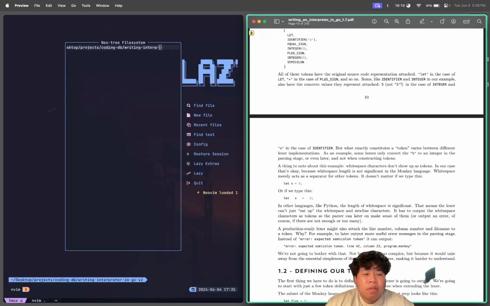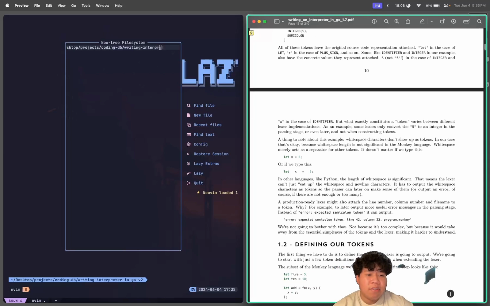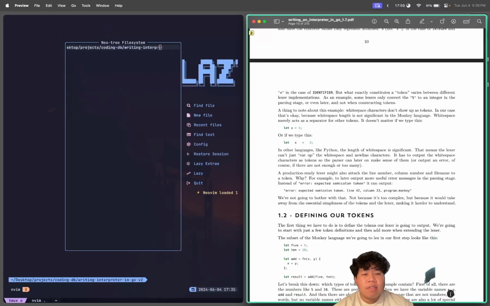But what exactly constitutes a token varies between different lexer implementations. As an example, some lexers only convert the 5 to an integer in the parsing stage, or even later, and not when constructing tokens. A thing to note about this example: white space characters don't show up as tokens. In our case, that's okay, because white space length is not significant in the Monkey language. White space merely acts as a separator for other tokens. It doesn't matter if we type it like this or we type it like this.